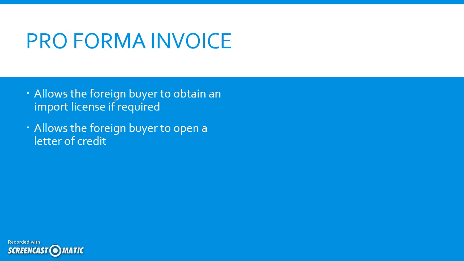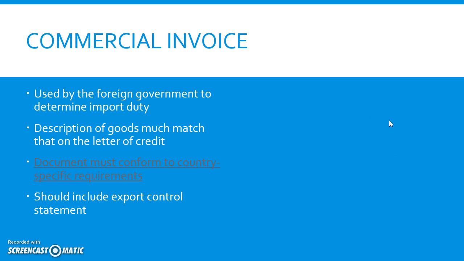The pro forma invoice allows the foreign buyer to obtain an import license if required, and they also need it to open a letter of credit. We will talk about letters of credit at greater length next week. The commercial invoice is used by the foreign government to determine the import duty, and the description of the goods has to match that on the letter of credit. As I said, we'll come back to letters of credit next week, but it's critically important that they match. If they don't, your goods could be held up potentially for weeks. It can be very, very problematic.